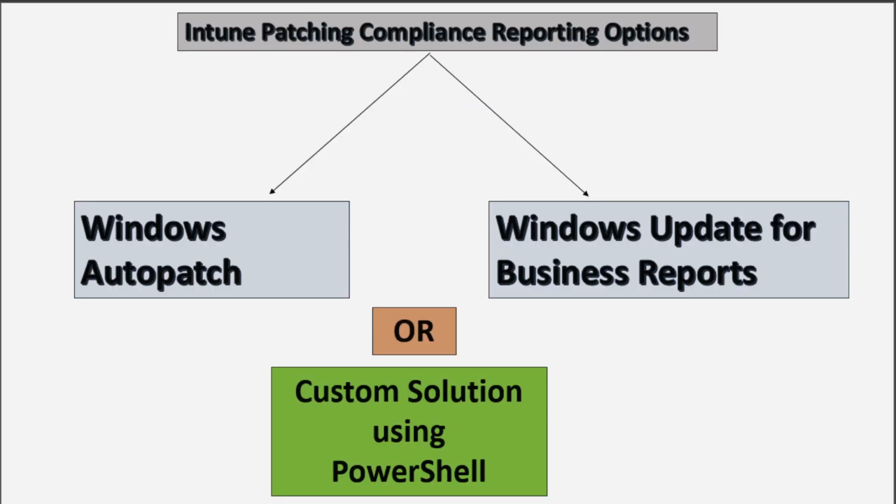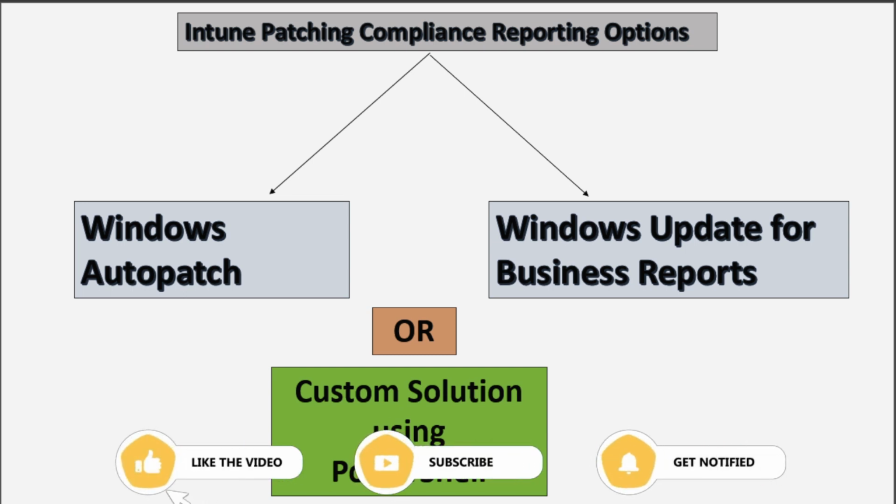It's important to note that there is currently no inbuilt report available for update rings, and for detailed information on each device and patch compliance, you will need to implement either the Windows Update for Business Reporting solution or Windows Autopatch solution. And if you are interested to learn how to implement these solutions, please refer to my previous videos where I provided a step-by-step guide. I will also include the link in the description section.